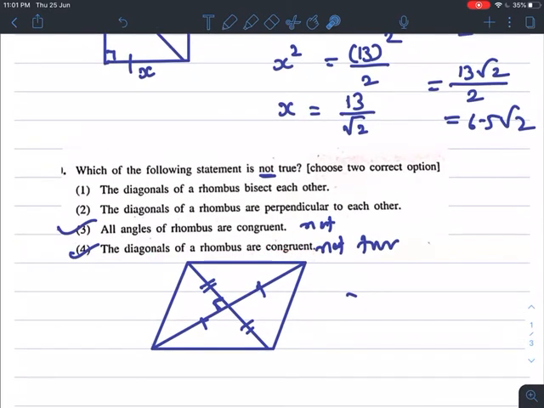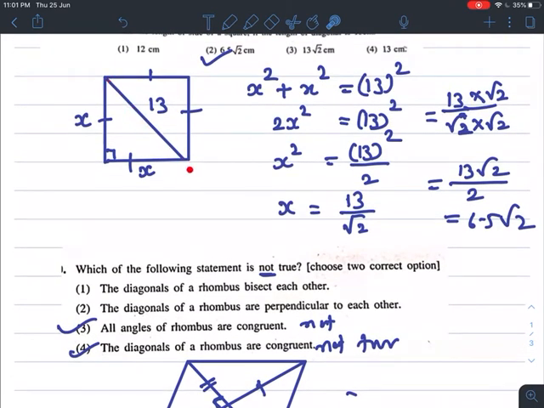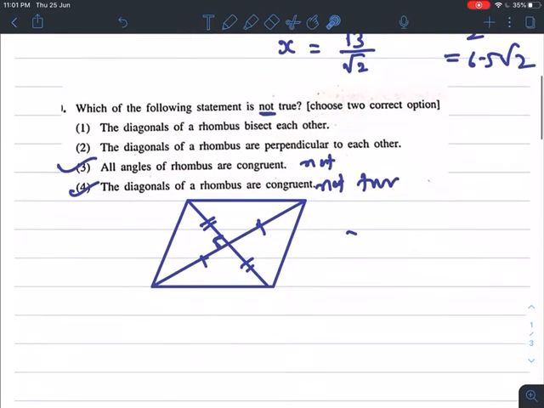Diagonals of rhombus are congruent. If we observe, by observation only, this one is smaller and this one is bigger, so they are not congruent. If we see a square, if we draw the diagonals like this way, both the diagonals are congruent. In a rectangle also, diagonals are congruent.